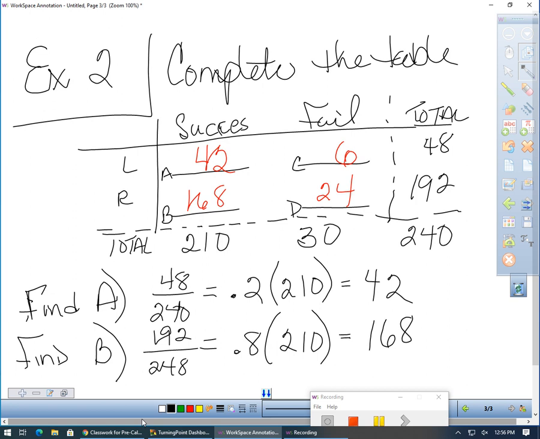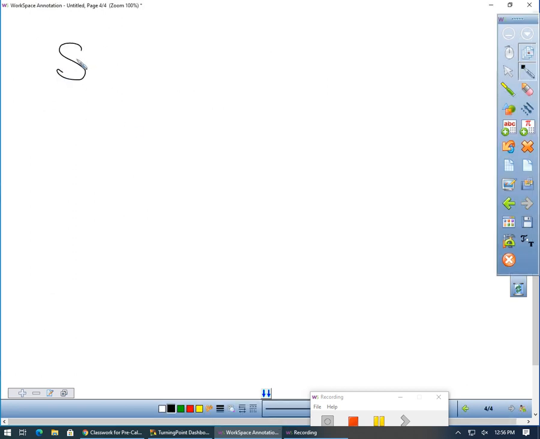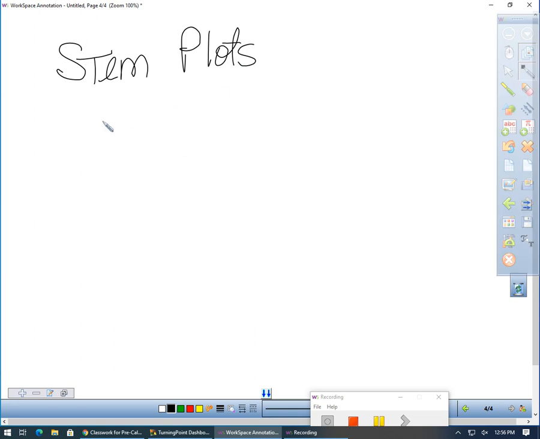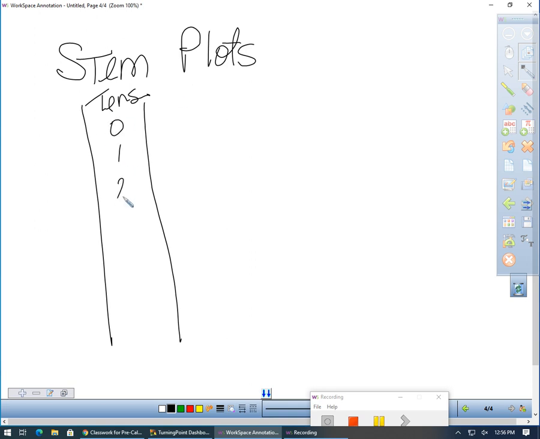Let's go to example number 3. Let's talk about a stem plot. When we talk about stem plots, there are 2 different types, and I know you guys have seen these before. There are one-sided and two-sided. What you usually do, and I'm going to do a one-sided one, is have a small thin column first, and this might be your tens column. So if this is your tens column, you'd have 0, 1, 2, 3, 4, 5, and so on.